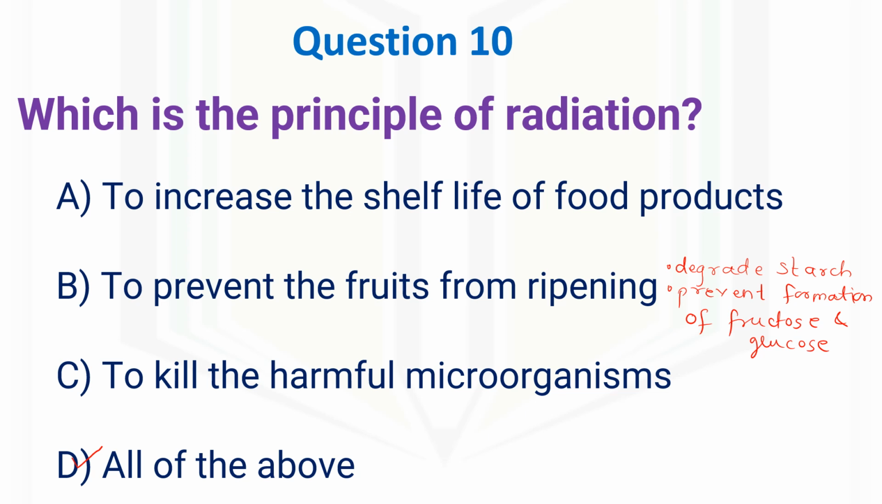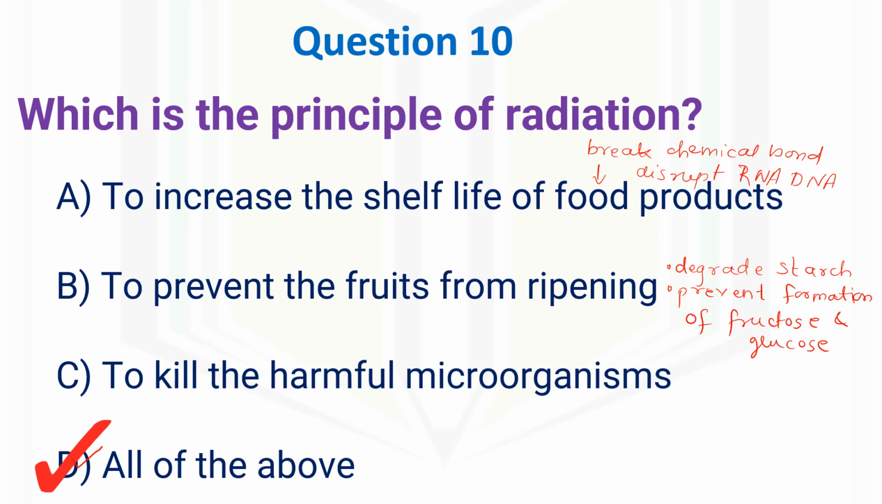Secondly, how it will increase the shelf life of the food products? The ionizing radiation breaks the chemical bond, and it will disrupt the structure, that is DNA and RNA. It will disturb both these structures, so the internal structure of the cell membrane of the microbes will be destroyed, and thus it will kill the microorganisms and it will eventually increase the shelf life of the food products.